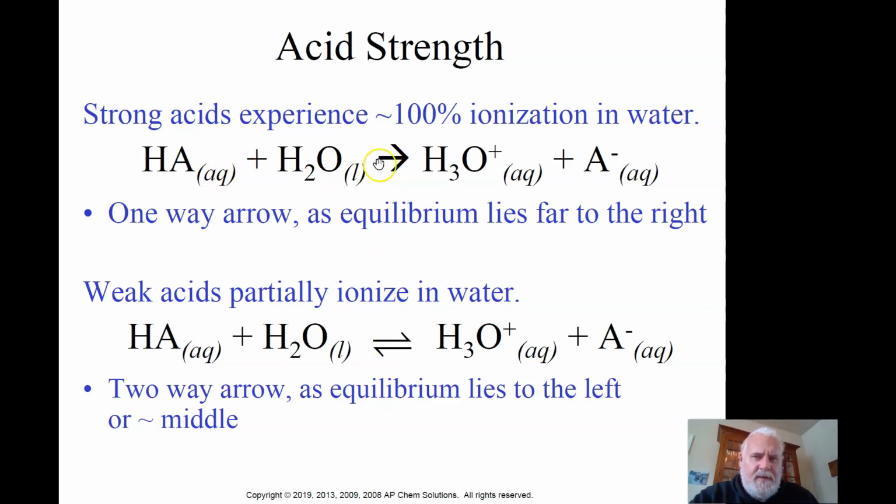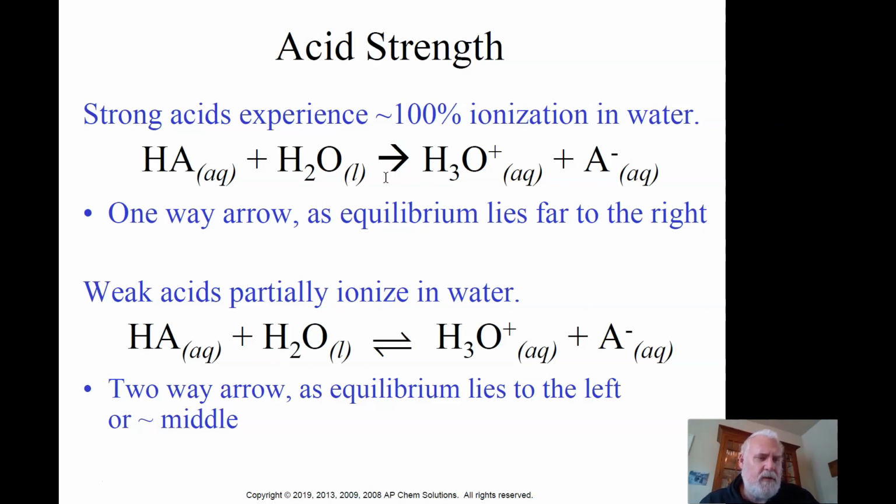Even sometimes they'll do a strong acid with a double arrow because, as you can see here, this is approximately 100% dissociation. So there might be just a tiny little bit of HA and H2O left on this side that didn't, or a tiny bit of HA anyway, that didn't dissociate, in which case you'd have to put a tiny little arrow going to the left on this one.